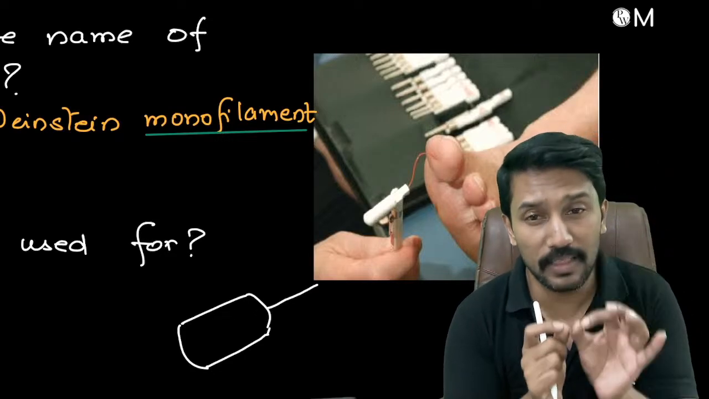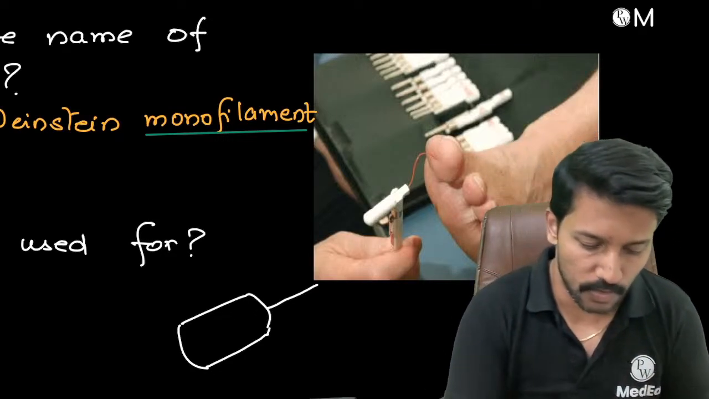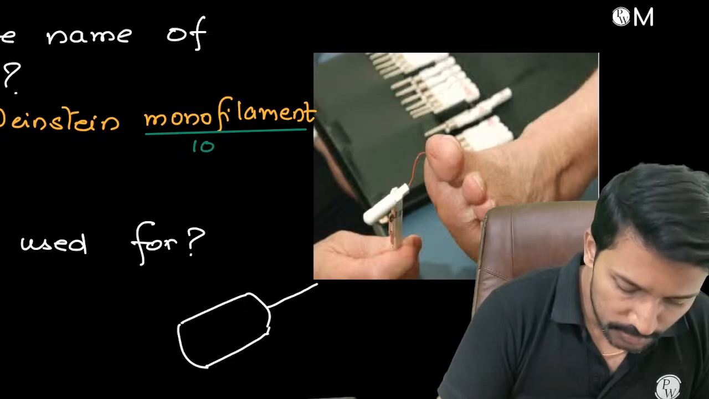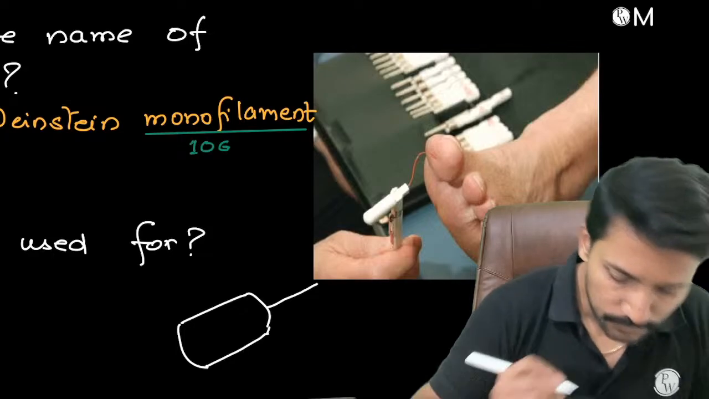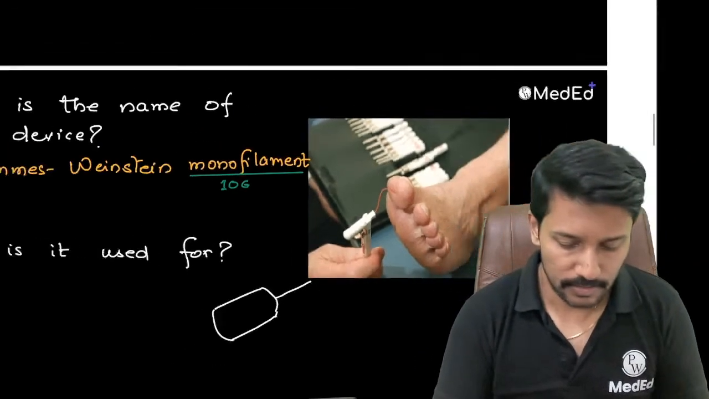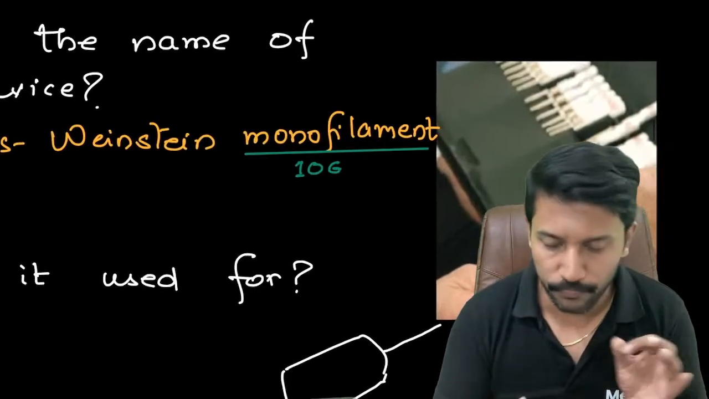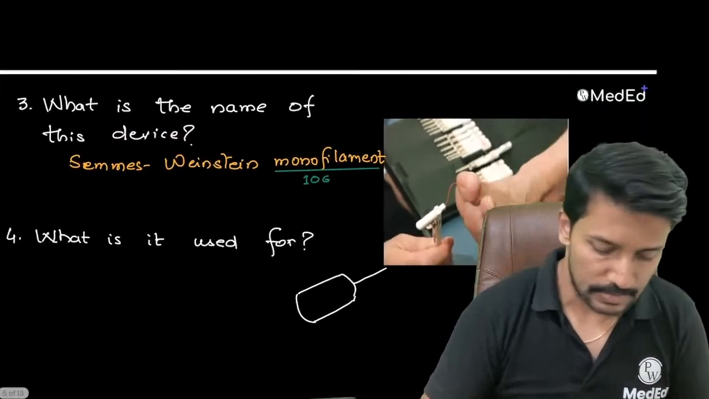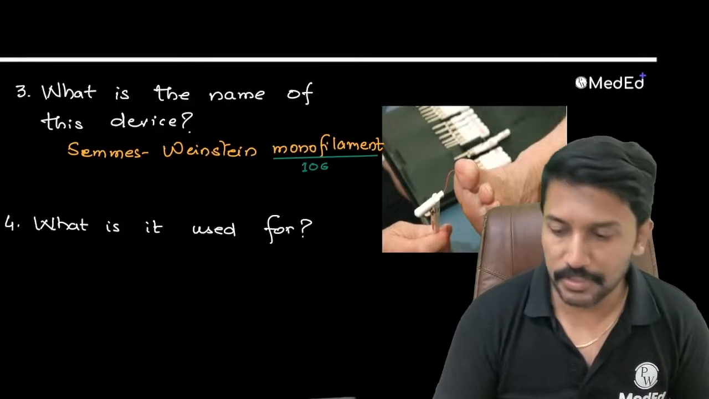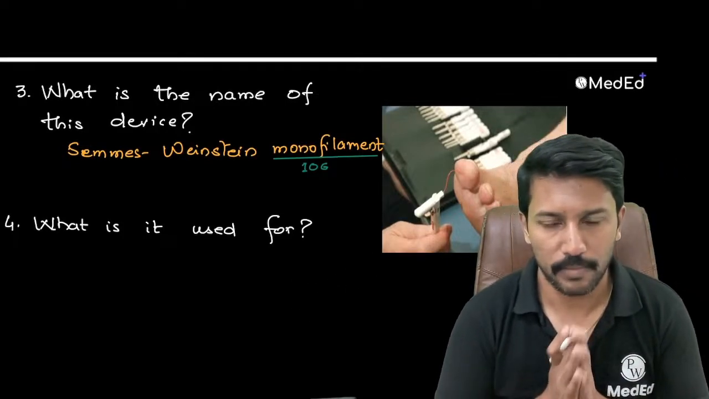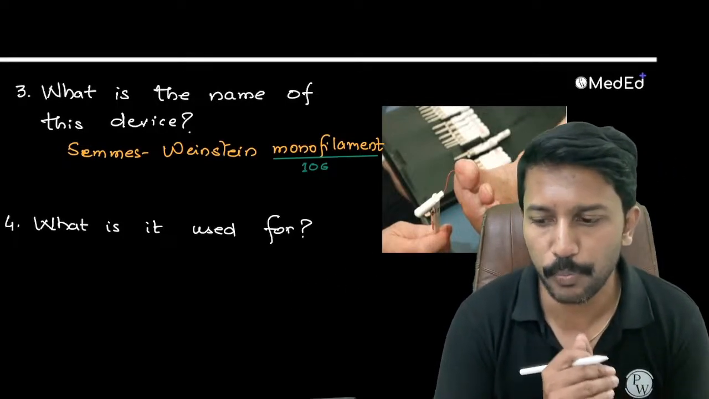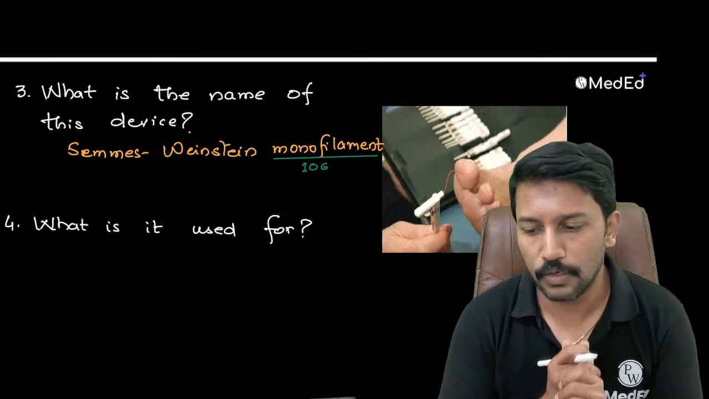So whether you can feel the 10 gram of pressure or not is what we are testing in this test, right? The device is called the Semmes-Weinstein monofilament or 10-gram monofilament, and it is used in patients with peripheral neuropathy. But is it used for the diagnosis of peripheral neuropathy? The answer is no, right?